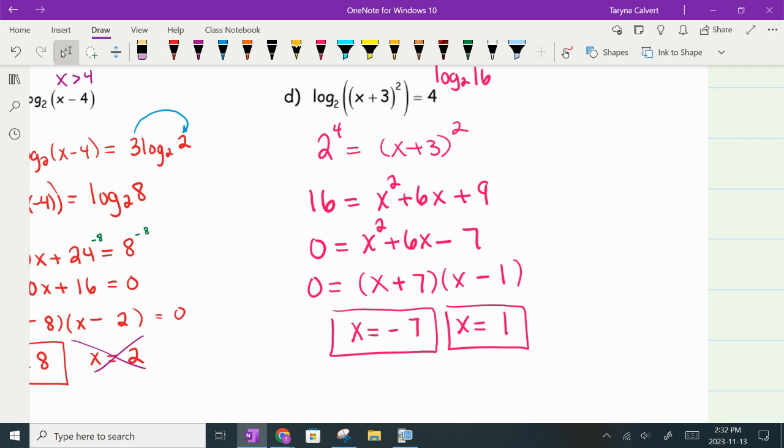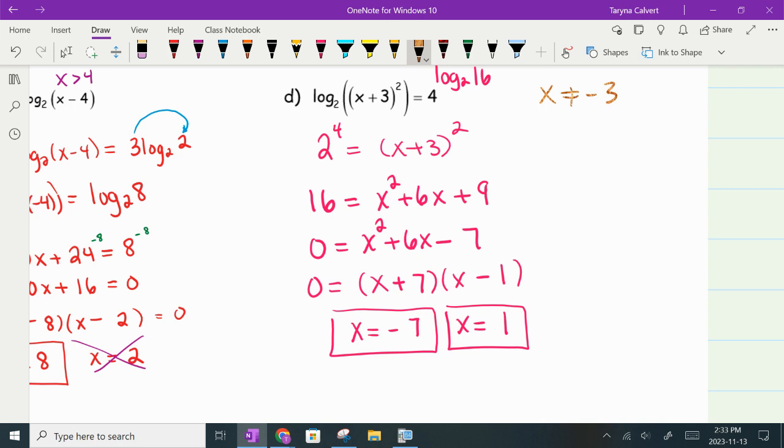So guys, with this one, do both answers work? What's the only restriction on this one? The only restriction on this baby is x cannot equal -3. Look at it closely. Is the square making it a big deal with the restriction? Because if I square it, is it always going to be positive?